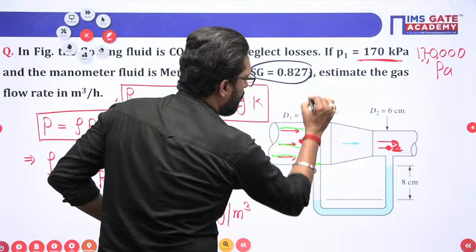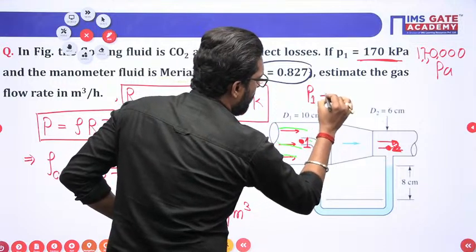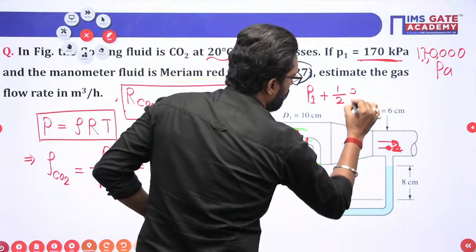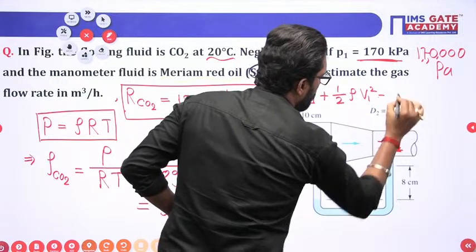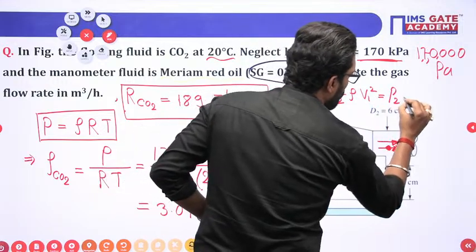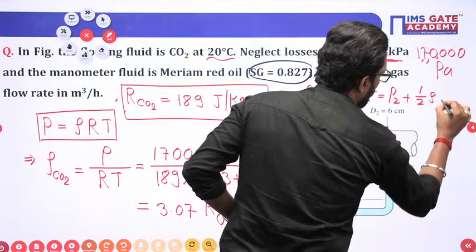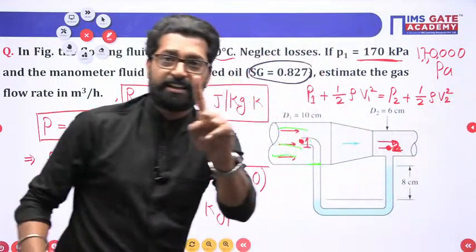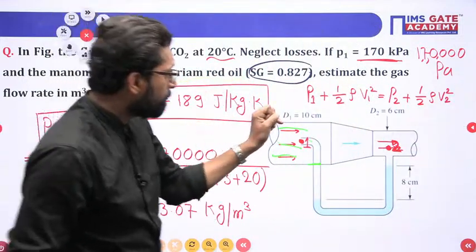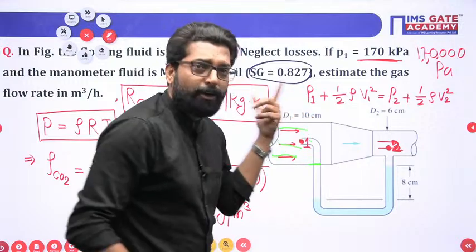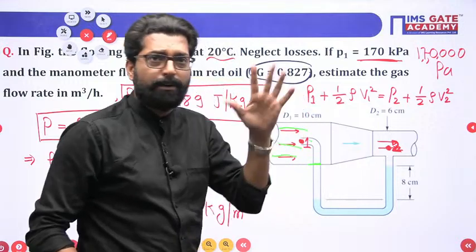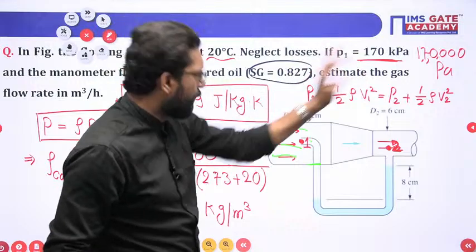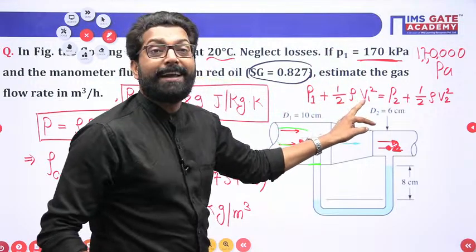So P1 plus half rho V1 square equals P2 plus half rho V2 square. Clear? Is this thing clear? Now, P1 we don't have a value. Oh, P1 it is there. Okay, no problem. What is V1 here?